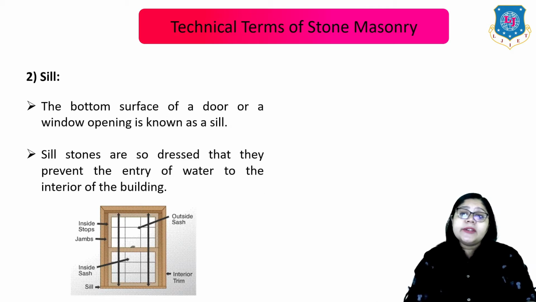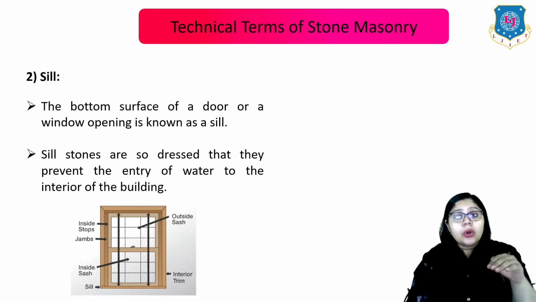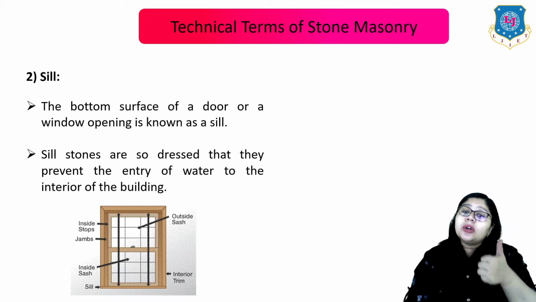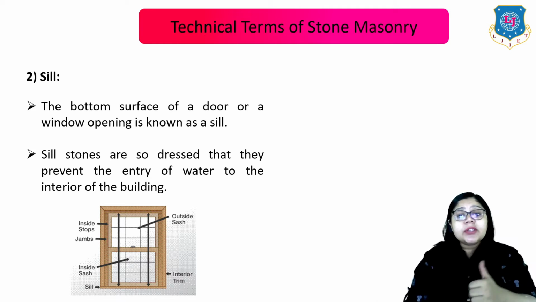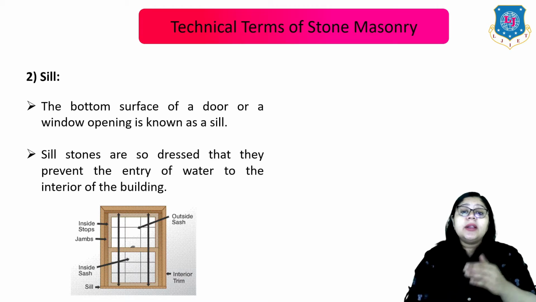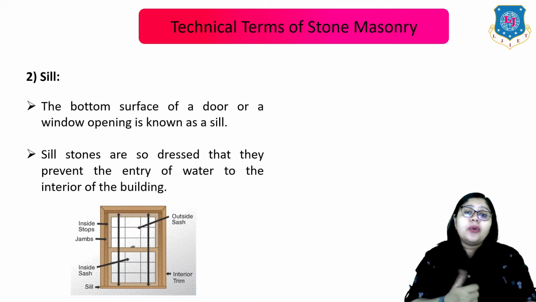Now the second term, which is most important, is the sill. The bottom surface of a door or a window opening is also known as the sill. Sill stones are so dressed that they prevent the entry of water to the interior of the building as shown in this figure, right? So the lower portion is known as the sill.